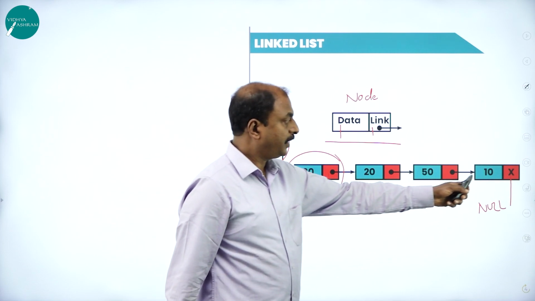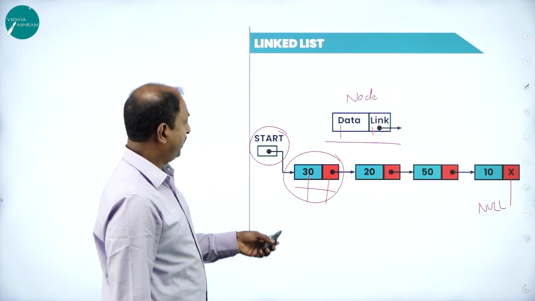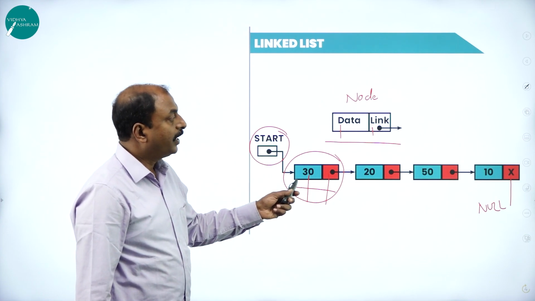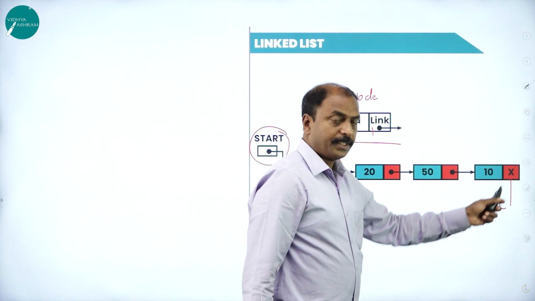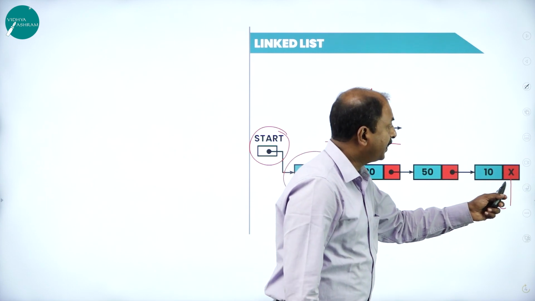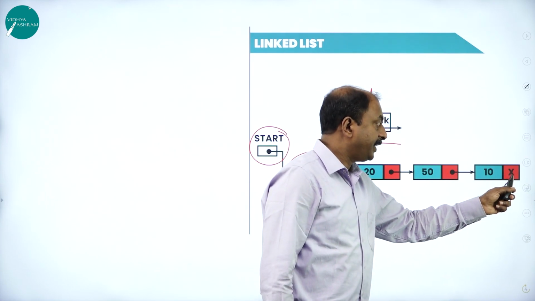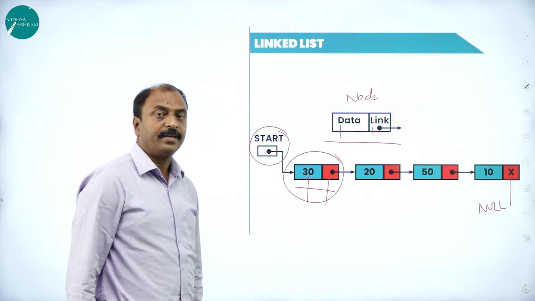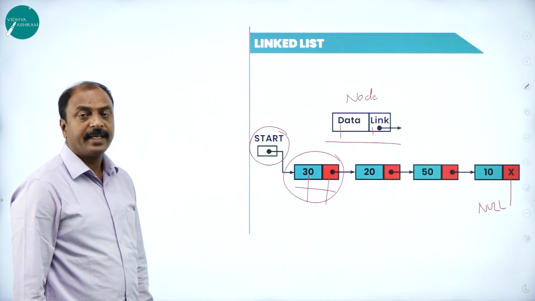In this example, there are 4 nodes, and the start pointer contains the address of the first node, and the last node in this example has X in the address field. It stands for null, which means this is the last node of a linked list. So this is a linked list.